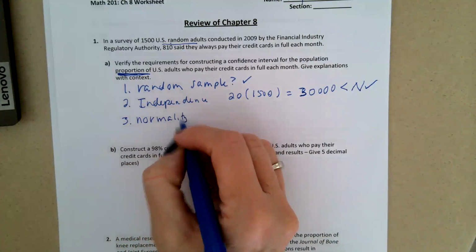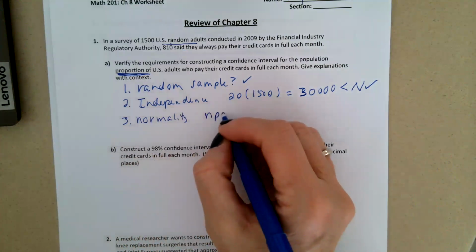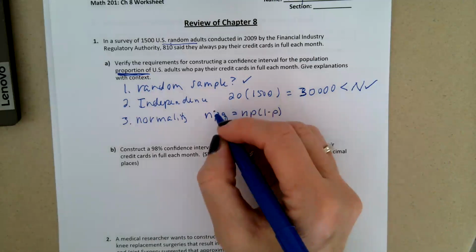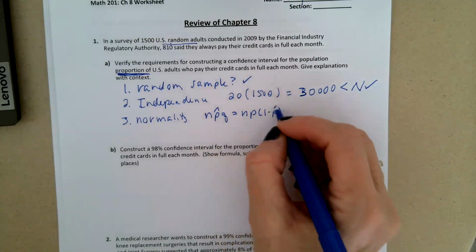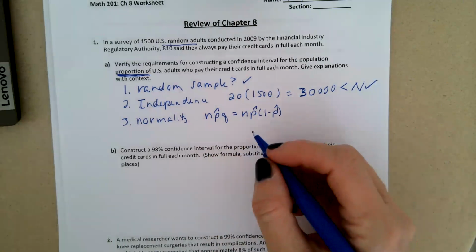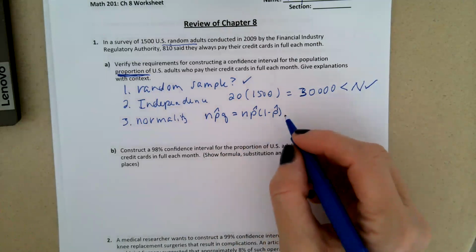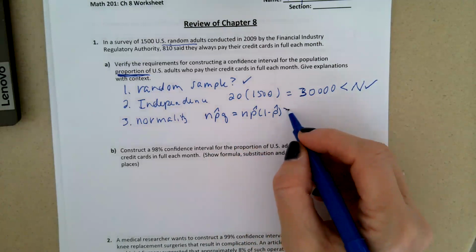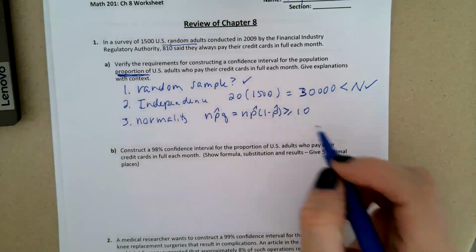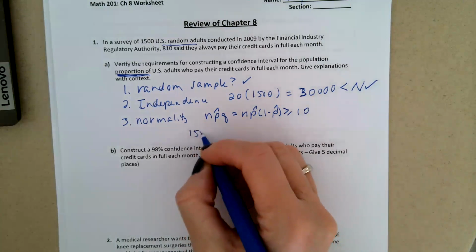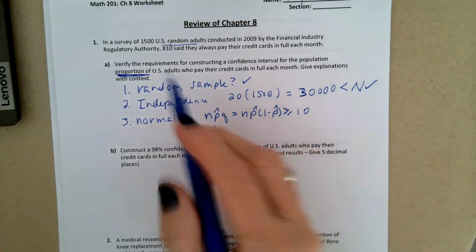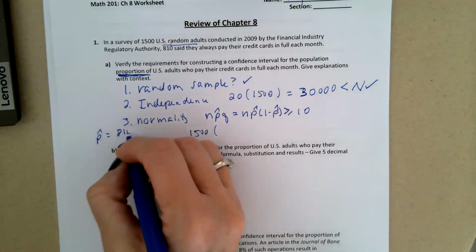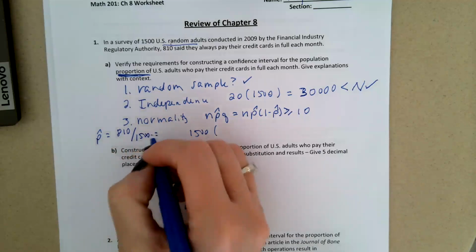For proportions, the normality means N times P times Q, or N times P times 1 minus P. In this case, it's P hat, because we don't know what the population proportion is. So either you're using Q or 1 minus P as your symbols. It has to be greater than or equal to 10. So N is 1,500, and P hat is 810 out of 1,500 said yes.